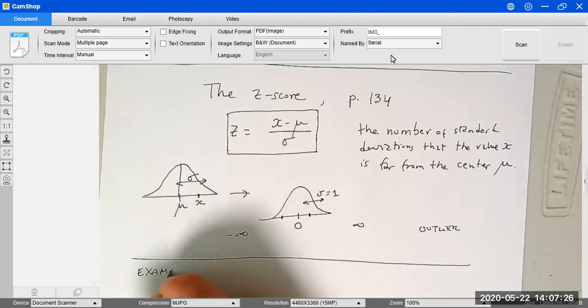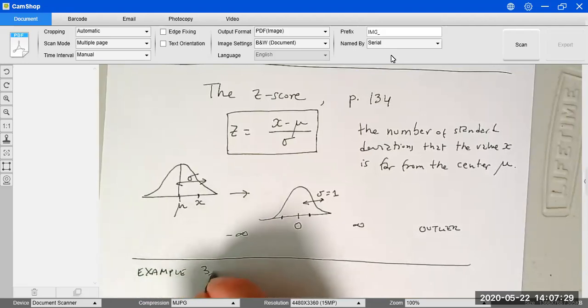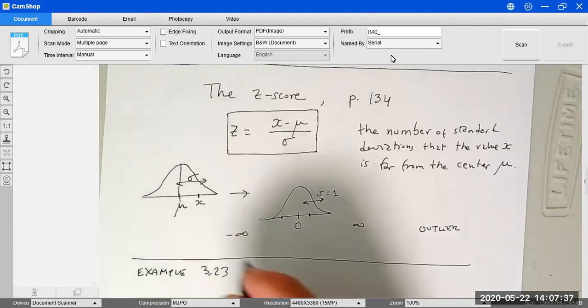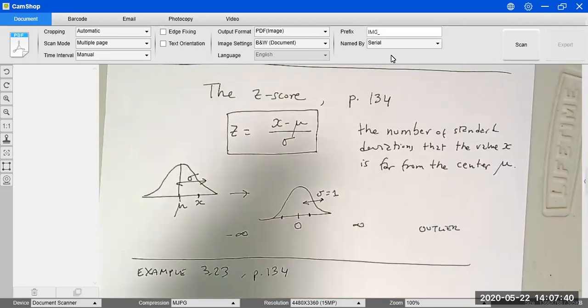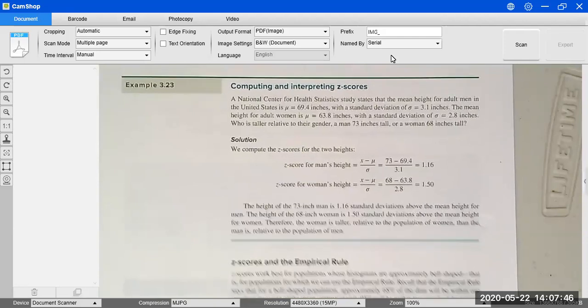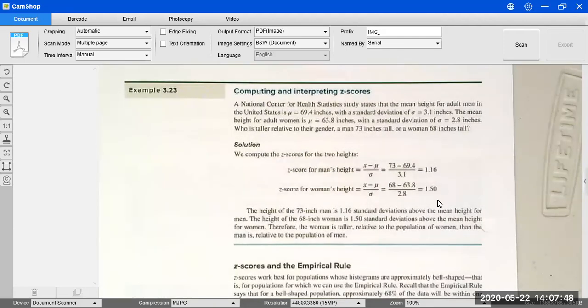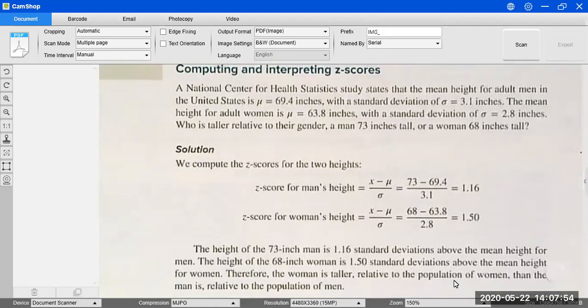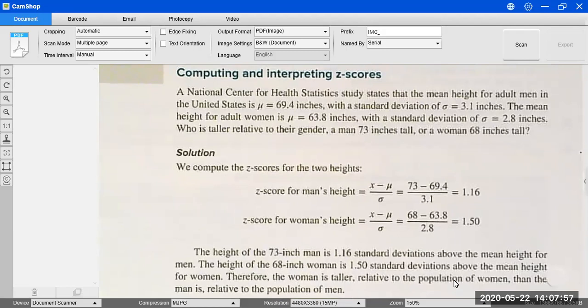So the first example corresponding to this section is example 3.2.3. This example is on page 134. I'm going to just show you the word problem, and we're going to solve it. So we have here that a National Center for Health Statistics study states that the mean height for adult men in the United States is mu equals 69.4 inches.